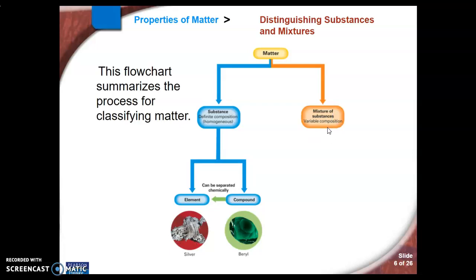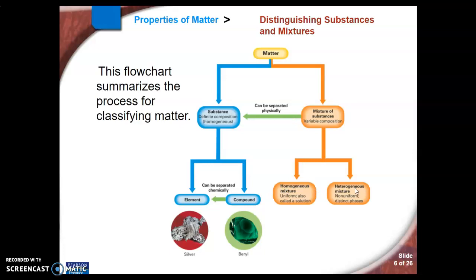A mixture of substances means their composition can change. For example, salads are mixtures and you can make different salads. And you can physically separate the mixture components. There are two types of mixtures: homogeneous mixture and heterogeneous mixture. A homogeneous mixture is uniform. It is also called a solution if it is a mixture of liquid or solid.